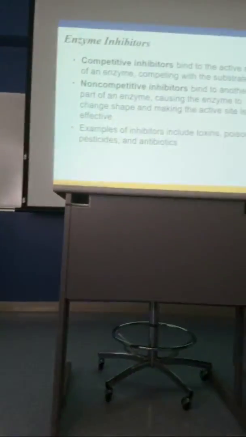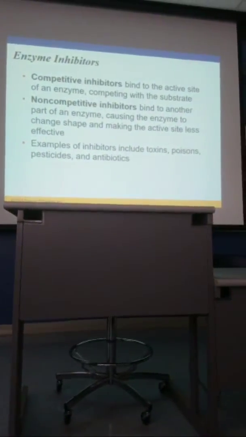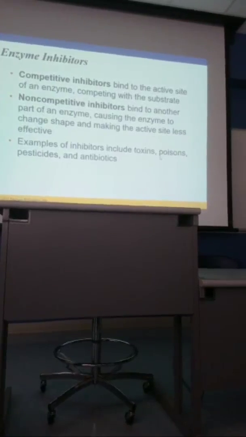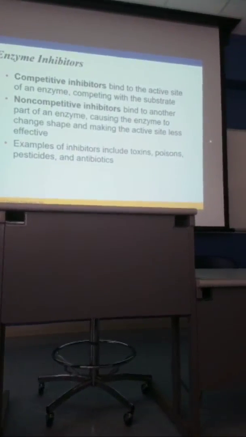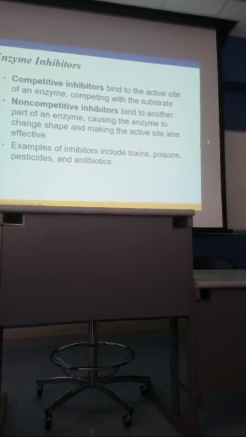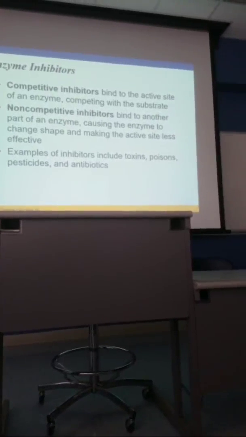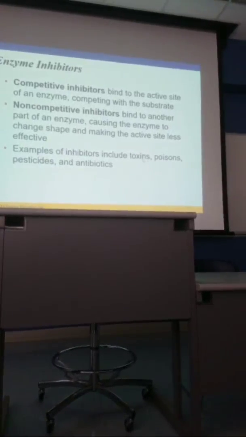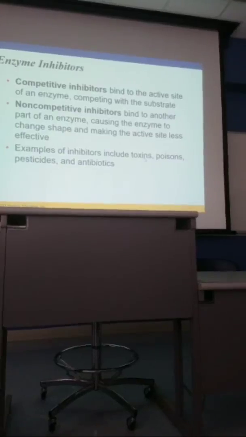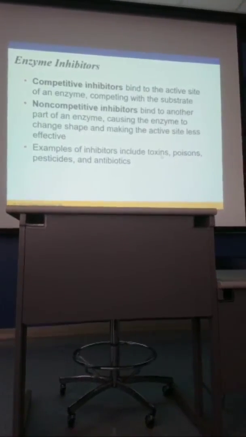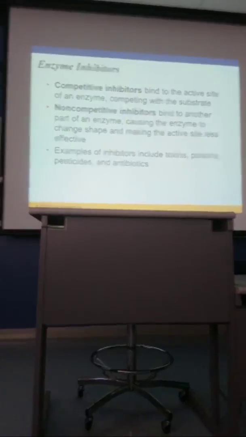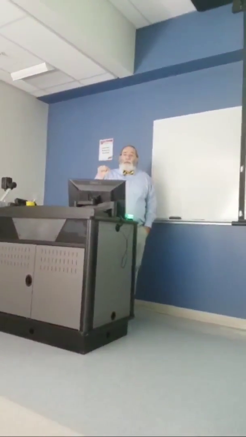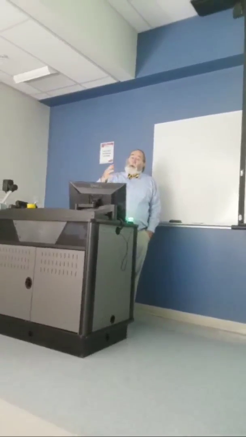Non-competitive inhibitors bind to another part of the enzyme, causing the enzyme to change shape. If you put the wrong cofactor with that enzyme, it can actually make the enzyme change shape so that it won't work. Now look here. Some examples of inhibitors include toxins, poisons, pesticides, even antibiotics. When these get in your system, they can prevent enzymes that your body needs to perform a function from occurring, and that's why they do damage.